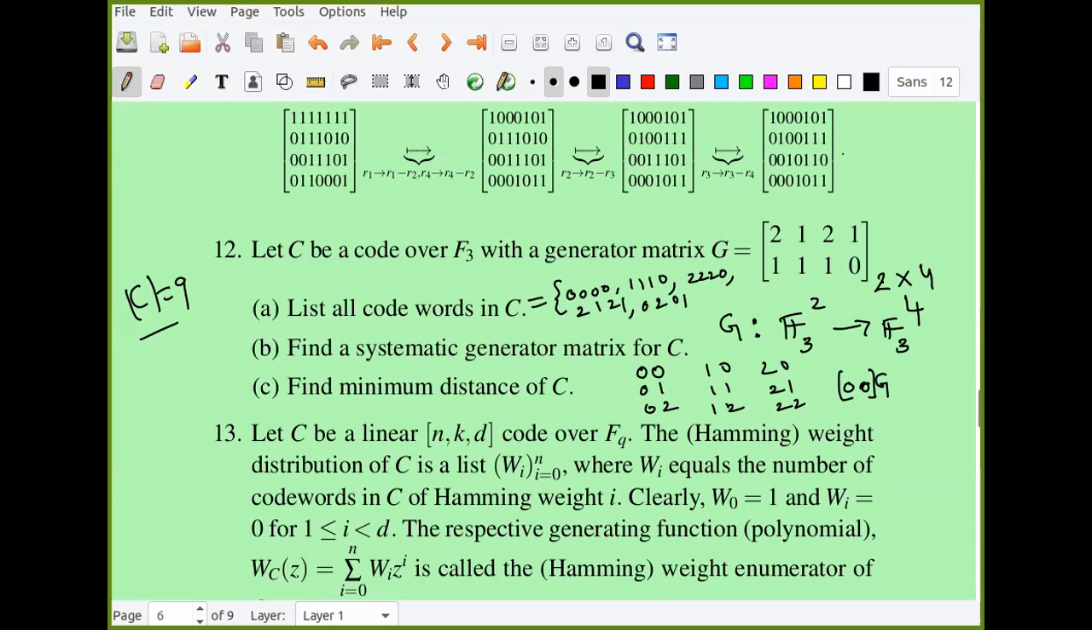So this is a 2 cross 4 matrix. The field is F3. So G is a map from F3 squared to F3 power 4. I'll take all the vectors here and multiply them with this G. What is the minimum distance? Can you give me the generator matrix? Now we have completed the entire code, right? Can you give me vectors so that the first part becomes identity here? Can you give me a code word starting with 1 0?